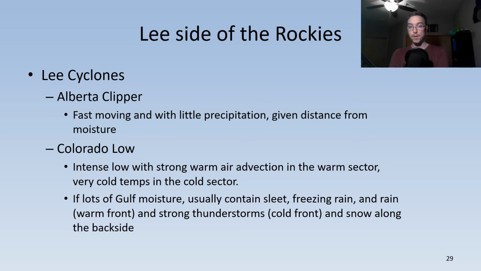So Alberta Clippers, these are fast moving. They have little precipitation given distance from any source of moisture. Our Colorado low is an intense low system with strong warm air advection in the warm sector, very cold temps in the cold sector. If there's a lot of Gulf moisture, you usually have sleet, freezing rain, and rain along the warm front, and very strong thunderstorms along the cold front, and snow along the backside of our Colorado low.